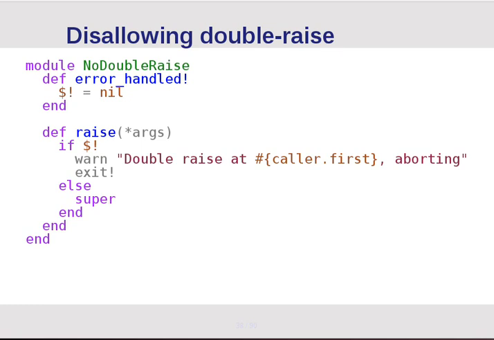Now, in some languages, raising twice like this, raising during exception handling, is frowned on or even disallowed. If we wanted to, we could use the ability to redefine raise in Ruby to mimic the behavior of other languages. Here's an example where we redefine raise to check the global error value to see if there's currently an active exception. If there is an active exception already, it says no, you can't do that, and exits the program.